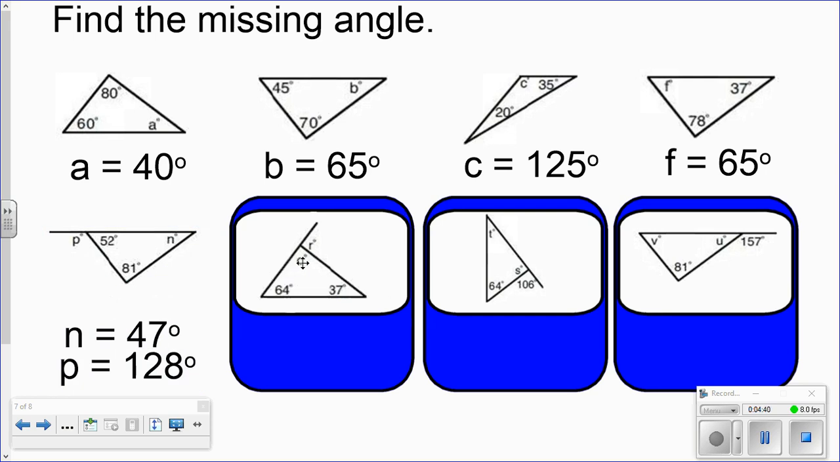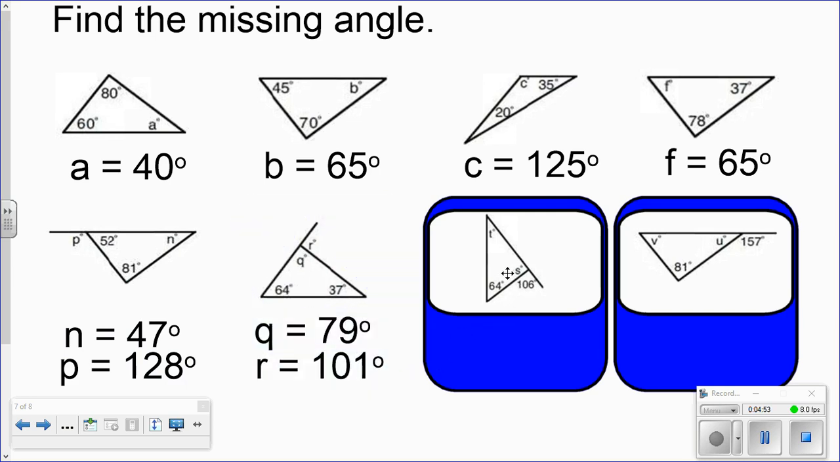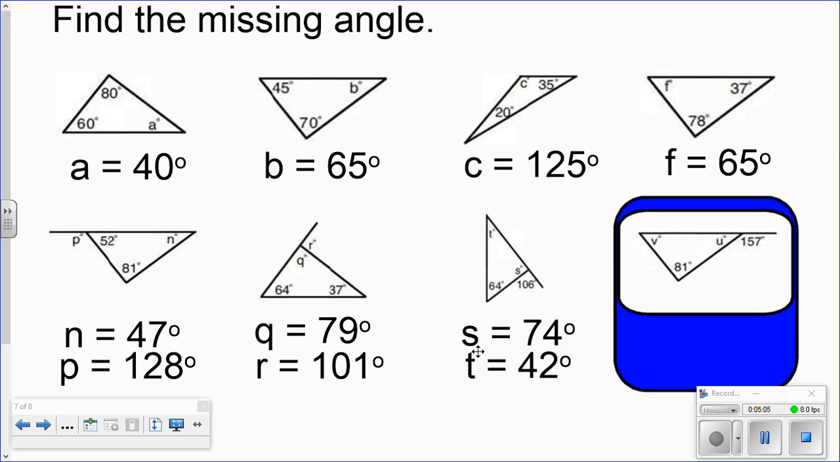In this one, to find Q, I'll take 180 minus the 64 minus the 37. Once I find Q, I'll take 180 minus Q to get R. Here, I have two missing, but I can find S because 180 minus 106 will give me S. Then I can take 180 minus 64 minus whatever S is, which was 74. In this one, I would have to find U first, so 180 minus 57, and then 180 minus those two.